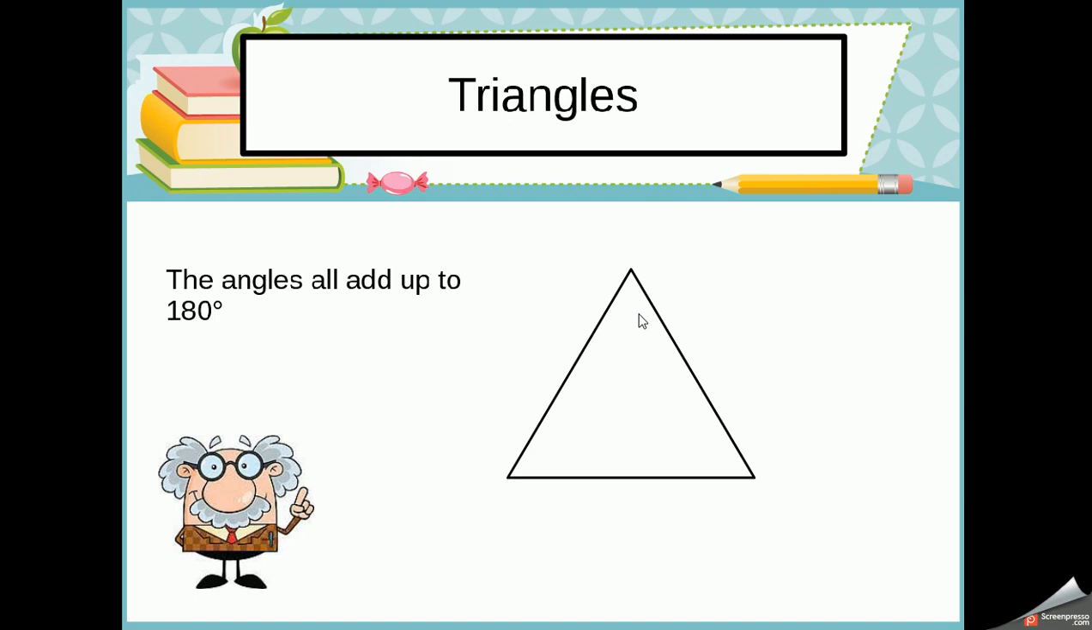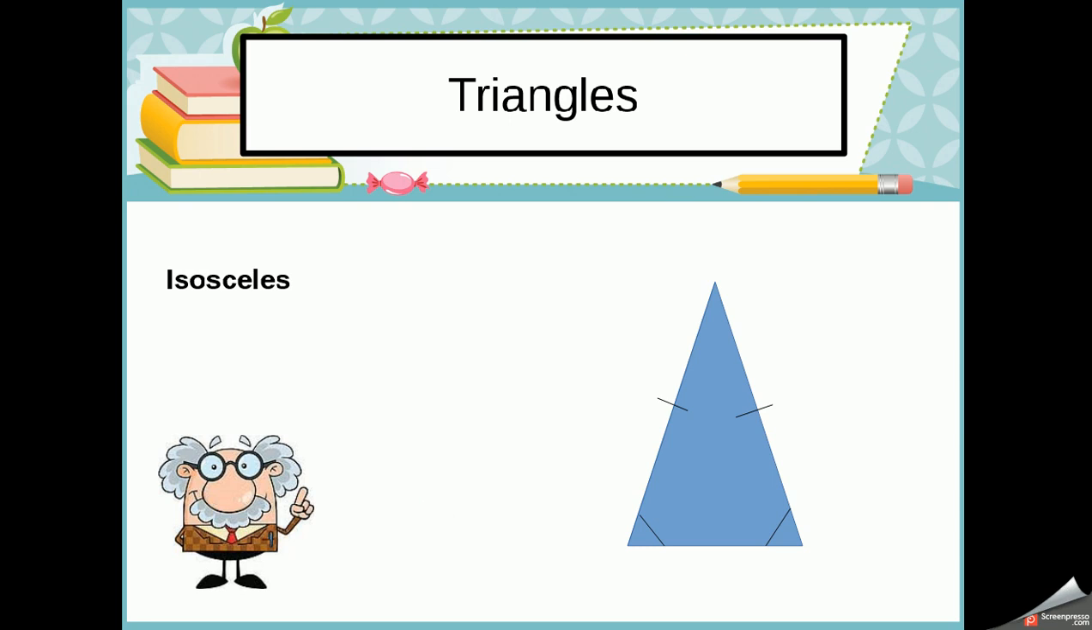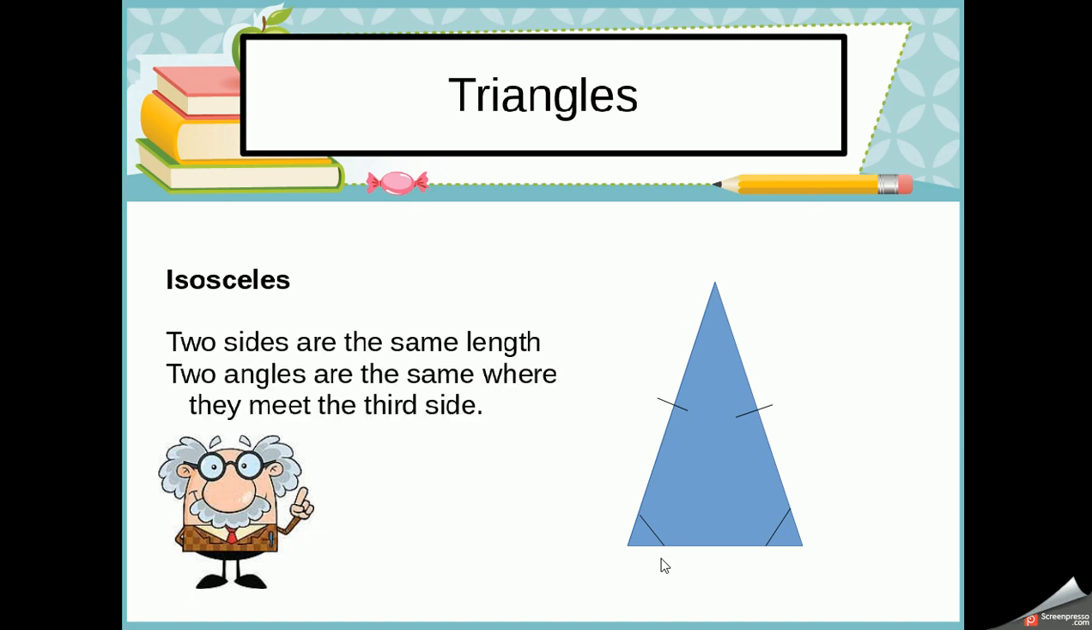As you probably know, triangles have got three sides and three angles, hence tri-angles. But there are four main different types. An isosceles triangle then, where two sides are the same length. So you can see here there's a stroke by here and one stroke by here to show that they are the same length. The two angles where those sides meet the third side are identical. So if you ever prove that these two angles down here are identical in size, you know it's an isosceles triangle.